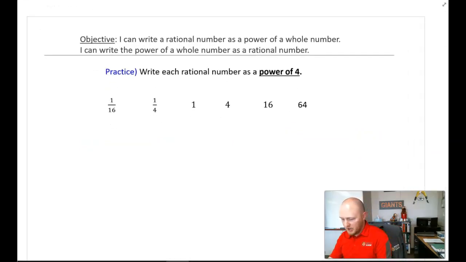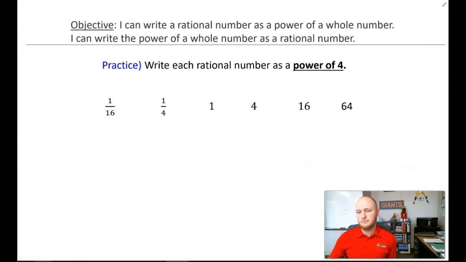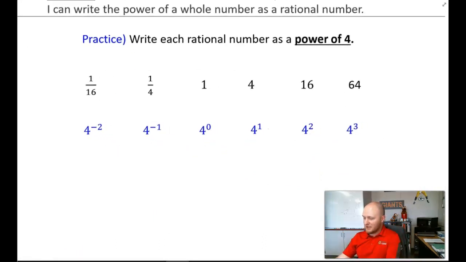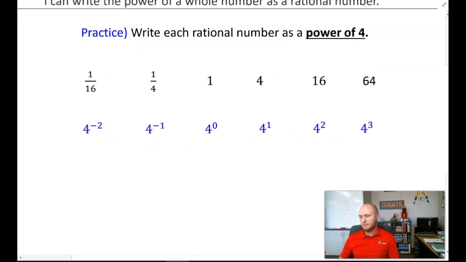Here's another practice problem. Please go ahead, pause the video. Try this one. All right, here are the solutions. Go ahead, check your work. 1/16. Yeah, you see 16? So again, that's the most common error, 16.